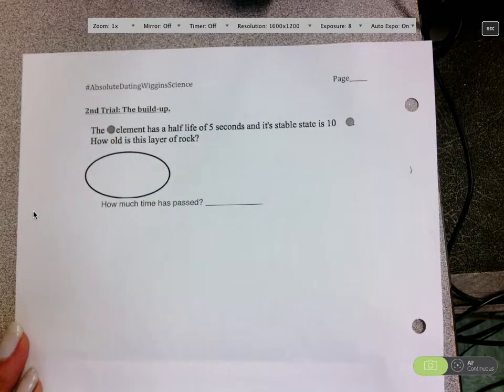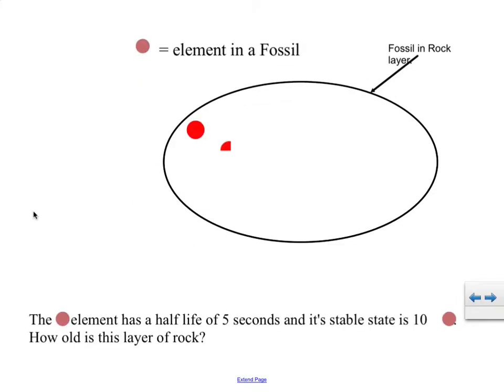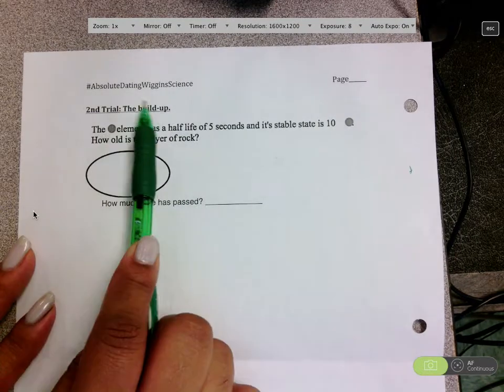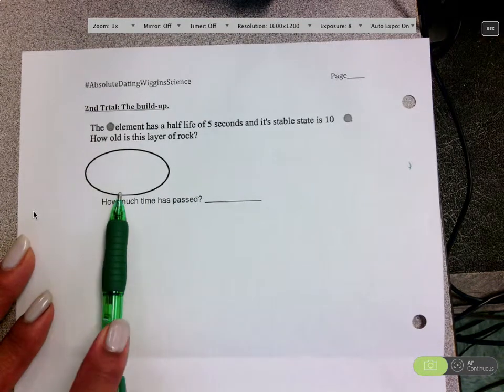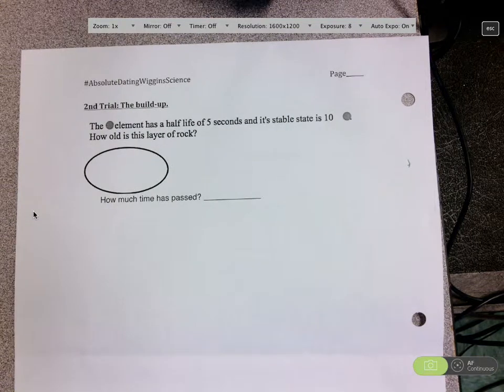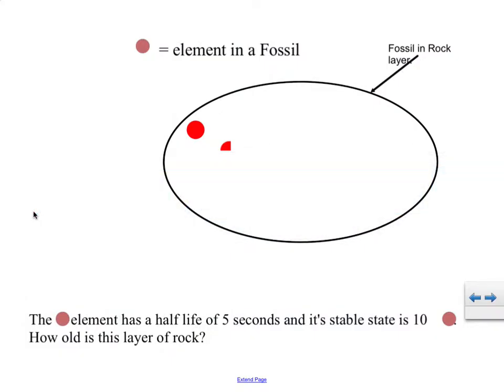And now we're here. Paleontologist. You don't have this on your paper yet, but now we are going to build up, which means that we're going to start in the present and go back into the past like paleontologists do. So, an element has a half-life of 5 seconds and its stable state is 10. How old is the rock layer? It's 10 of these little circles.